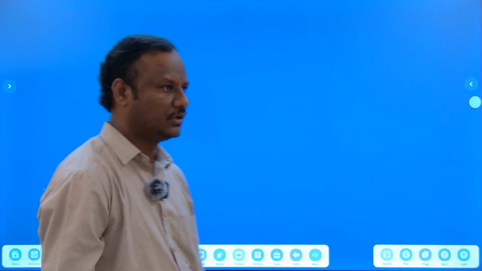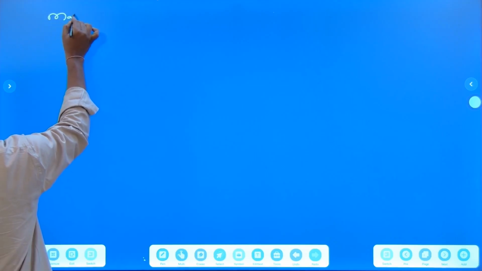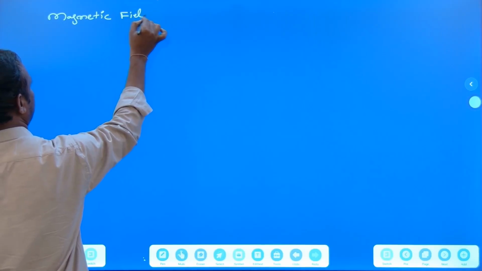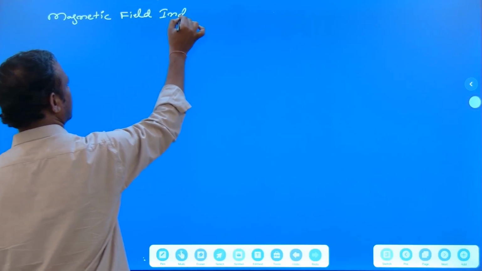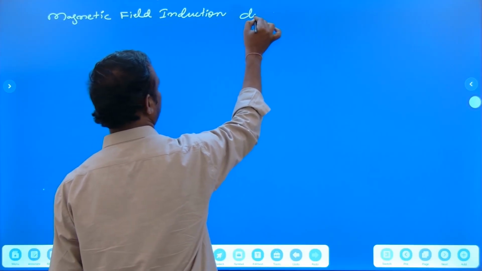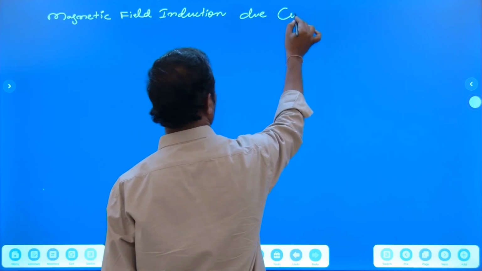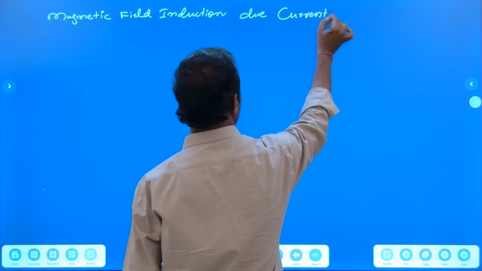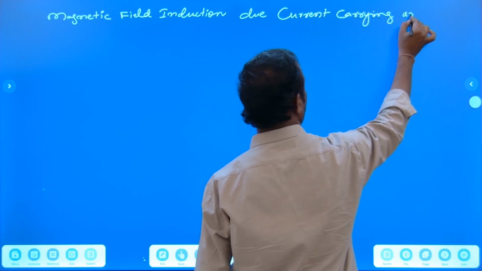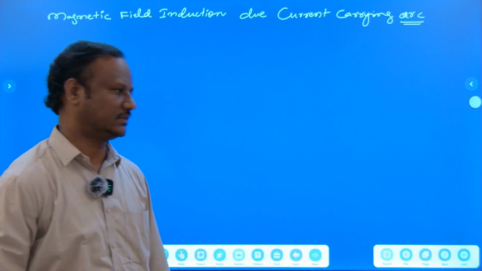Hello students, today's discussion is based on magnetic field induction due to an arc, or current carrying arc, circular arc, otherwise arc, anyone you can say this.